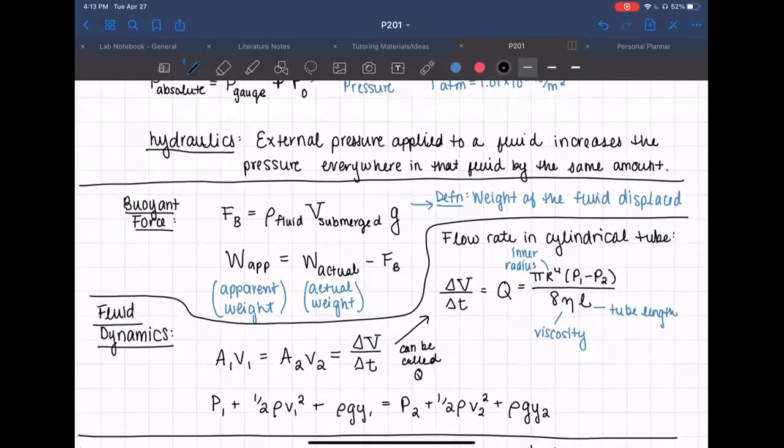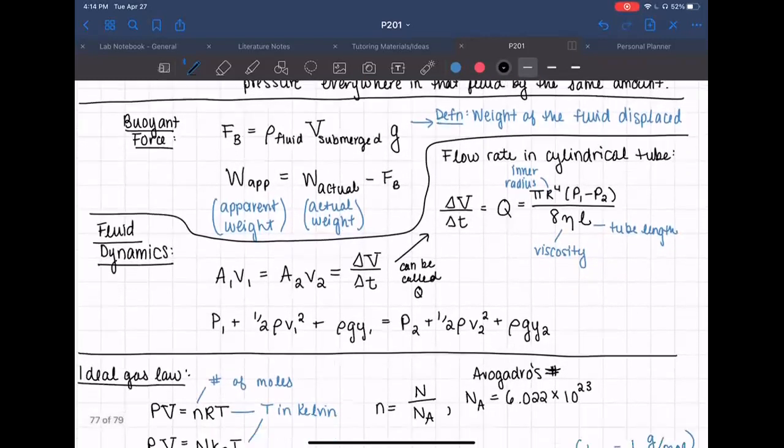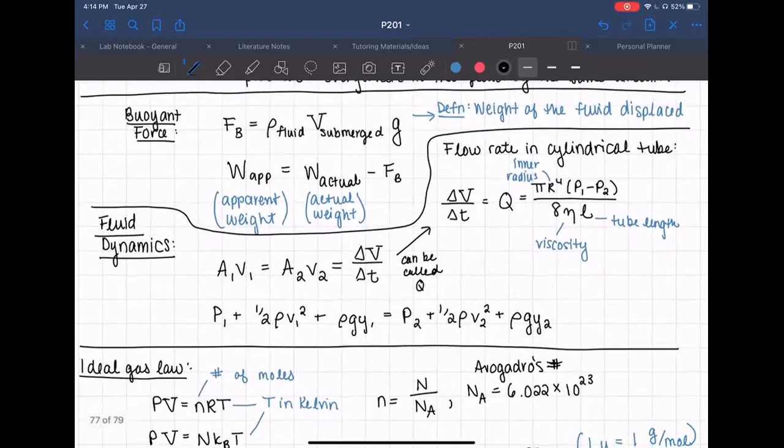I also included for buoyant force, since I feel like these apparent weight type questions will get asked, something like: this object is 1 Newton in air and then gets submerged in a liquid and its apparent weight is something. What is the buoyant force, or what have you? So I also included that the apparent weight for a submerged object will be equal to its actual weight minus the buoyant force of whatever fluid it's in. I had the room for it, and I feel like that's a common thing to get asked.